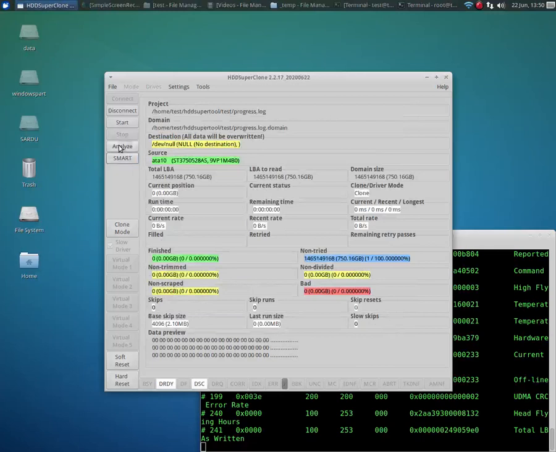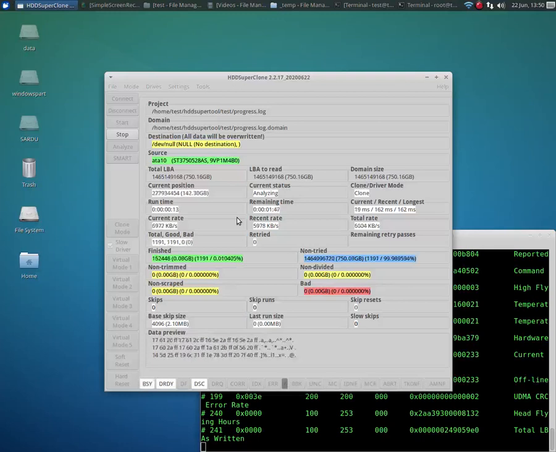Let's see what happens. So I click Analyze. I remember this, the first time you click Analyze, it does a very short version of Analyze. The reason I have a short version of the Analyze is so it doesn't spend a lot of time working with the drive in case it's really messed up, so that if you choose not to work with it anymore, you're taking a minimal chance at causing further damage.